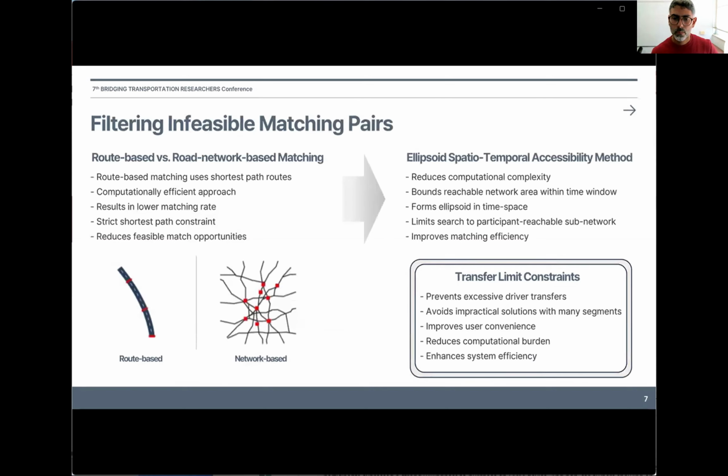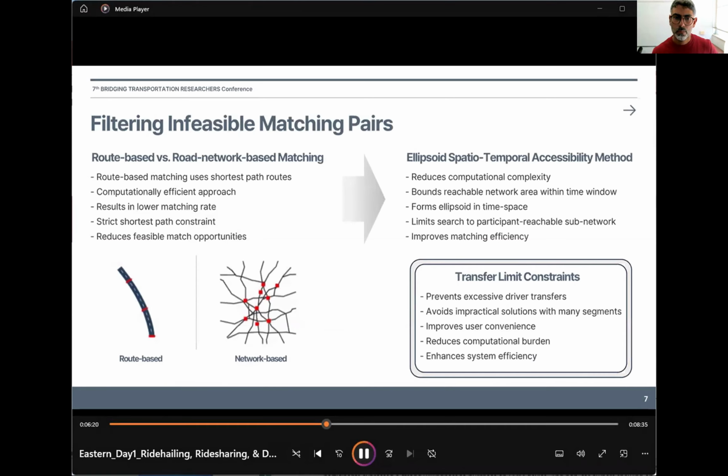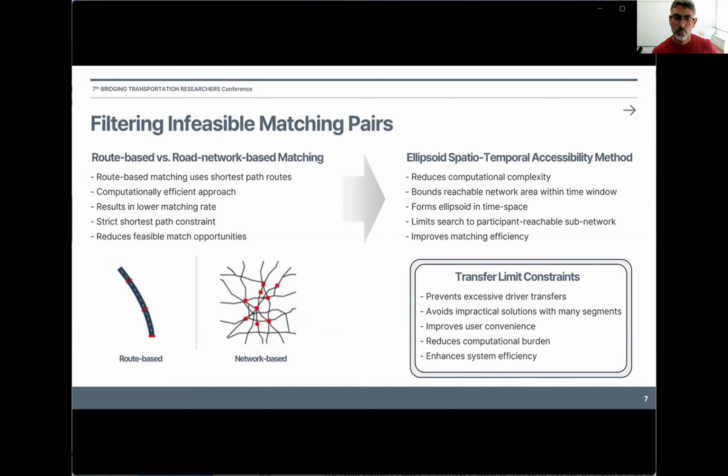So here we explore different strategies for filtering infeasible matches and improving efficiency. First of all, route-based matching is considered only if a driver's shortest path can accommodate picking up riders whose origin and destination lie along that route. The advantage of this approach is that it's computationally simple. It's easy to check if a rider's trip is on a driver's route. However, it's also quite restrictive. By requiring the exact shortest path overlap, we end up discarding many possible matches.